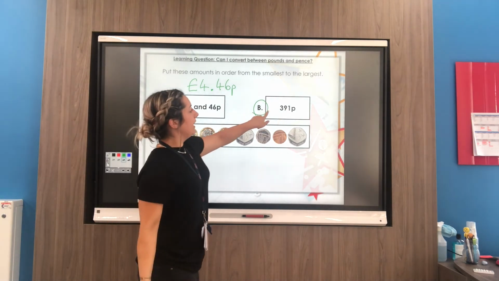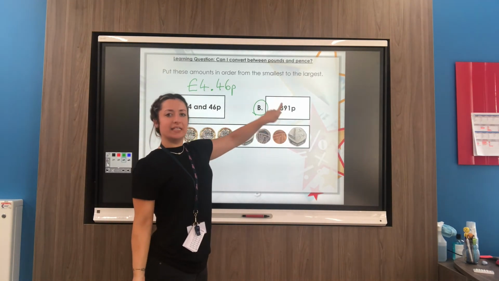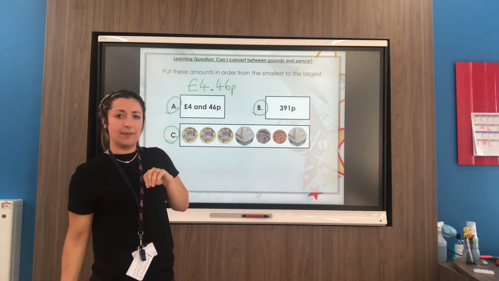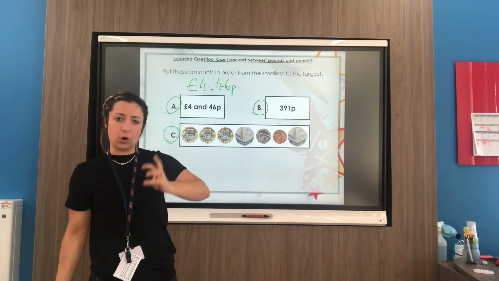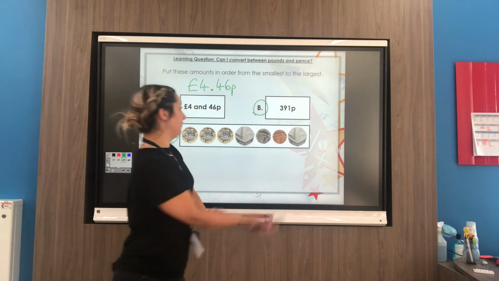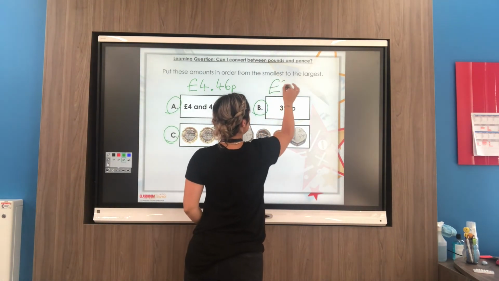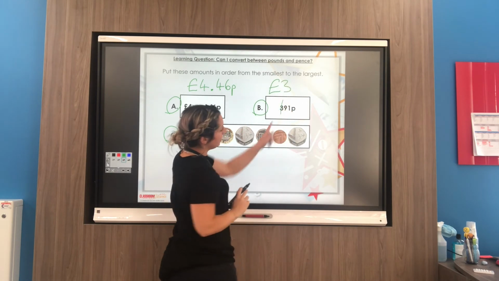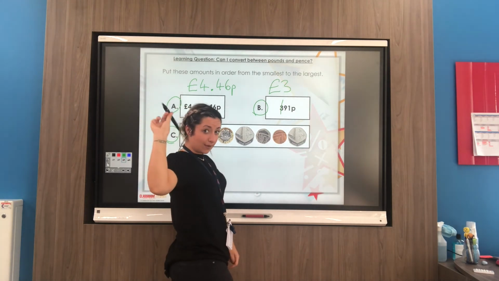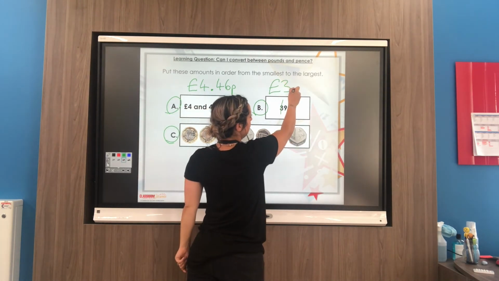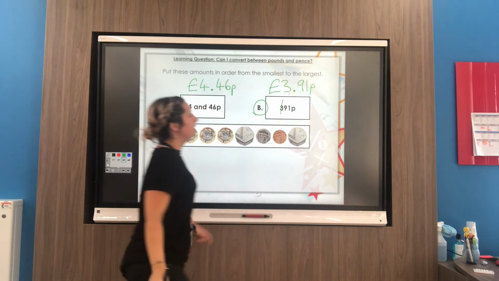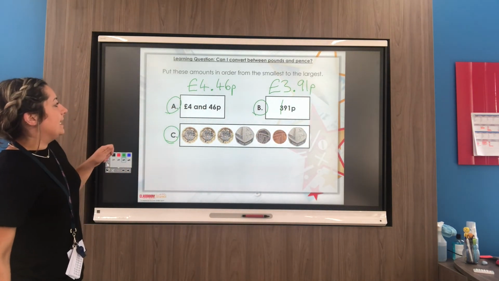Going on to B, I've got 391p. 300 pennies is in how many pounds? 100's in 1, 200's in 2, 300's in 3. So it's going to be £3, cross off my hundreds. How many pence is left now? 91p. Separate it with my decimal point. 91p. So I just need to work out C now.